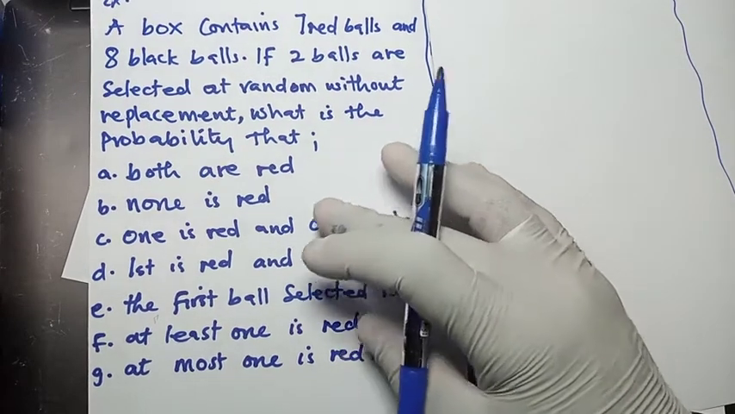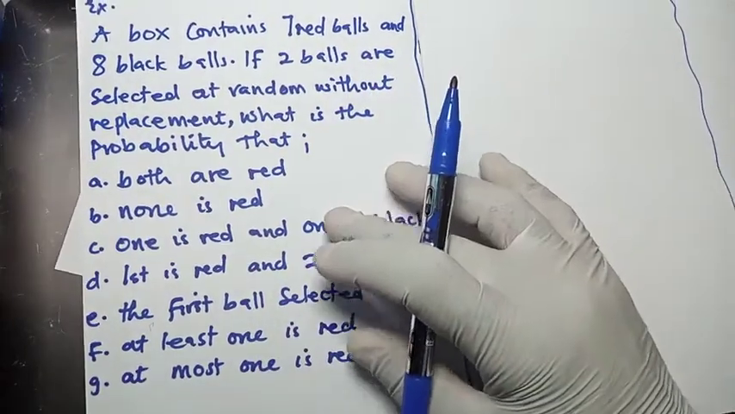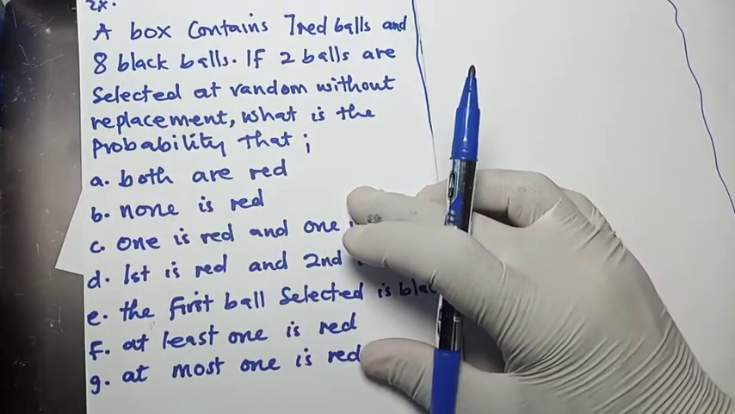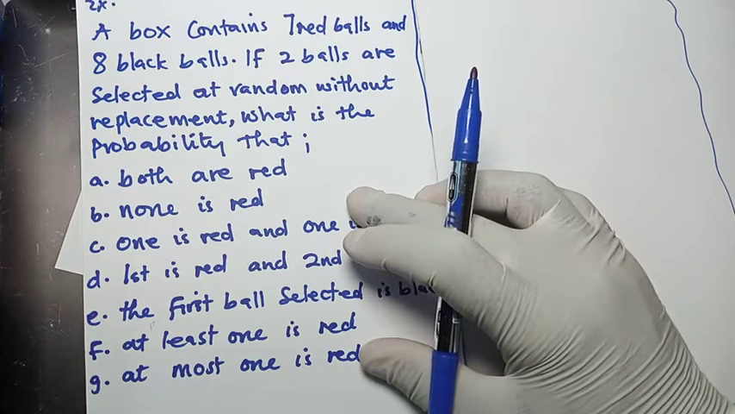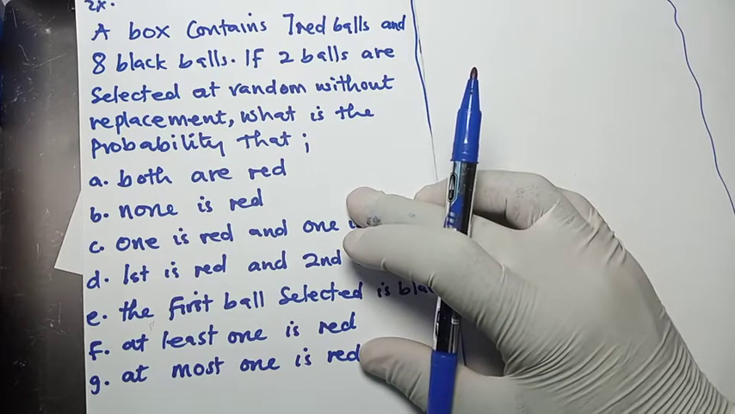Now we can see that we have the sub questions there, and we have to answer these questions. Normally if we select 2 colors, it comes with conditions, either with replacement or without replacement. Either you place the first one back before you pick the second one, or you don't.